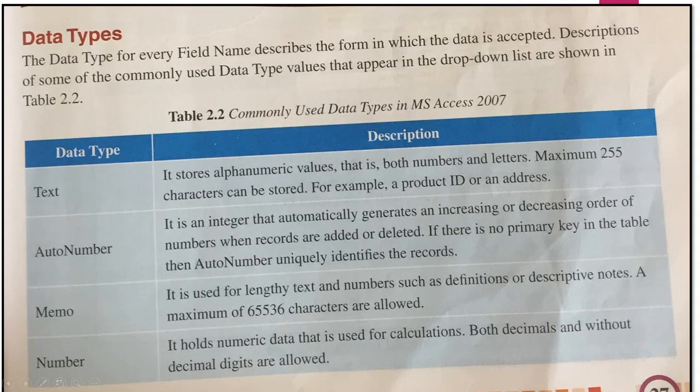So number one data type is text. Text stores alphanumeric values, that is both numbers and letters, a maximum of 255 characters. So for example, a product ID or an address. If your data is a product ID or an address, you need to select the data type of text.